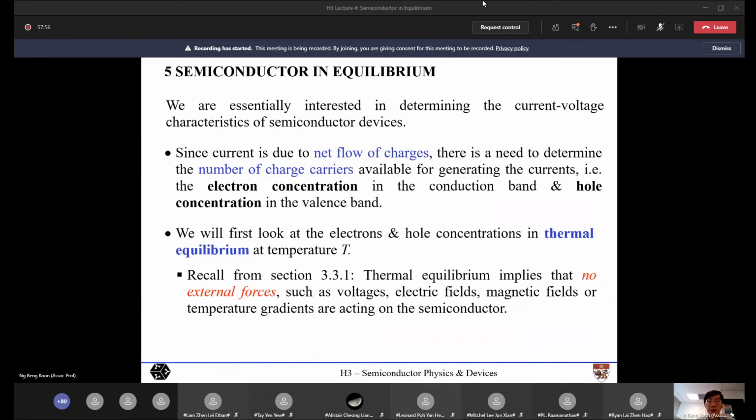previously we said that this corresponds to the case where there's no external force. So there's no voltage, no electric field, no magnetic field, or even temperature difference in different parts of the semiconductor. So you basically have a semiconductor that sits on the table, where you don't have anything influencing the carriers in the semiconductor.